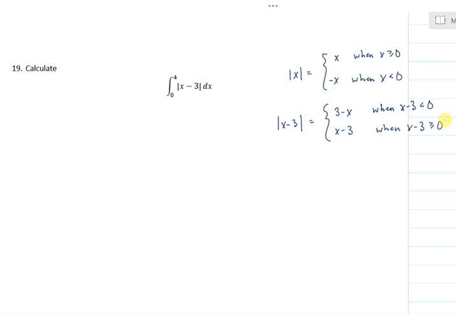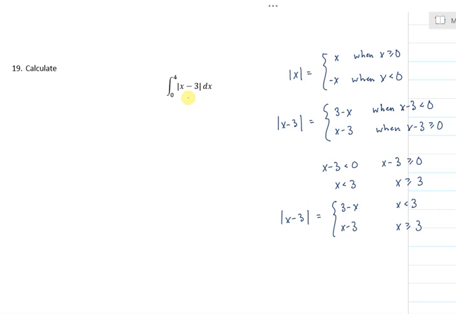So let's figure that out. x minus 3 is less than 0. We add 3 to both sides. That gives us x less than 3. x minus 3 greater than or equal to 0 is when x is greater than or equal to 3. We're just adding 3 to both sides. Okay, so that tells me the absolute value of x minus 3. I'm just setting this up to make it as easy as possible for myself. Is 3 minus x when x is less than 3, and it's x minus 3 when x is greater than or equal to 3.